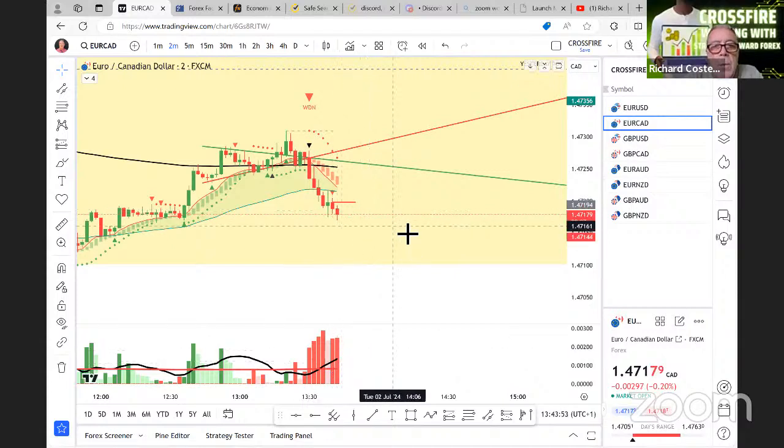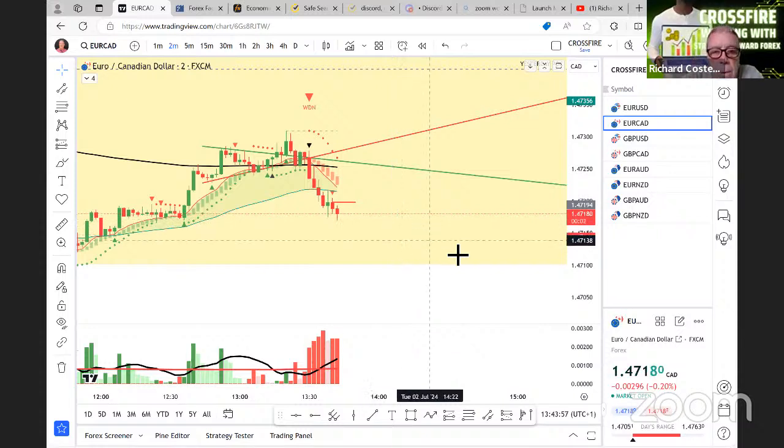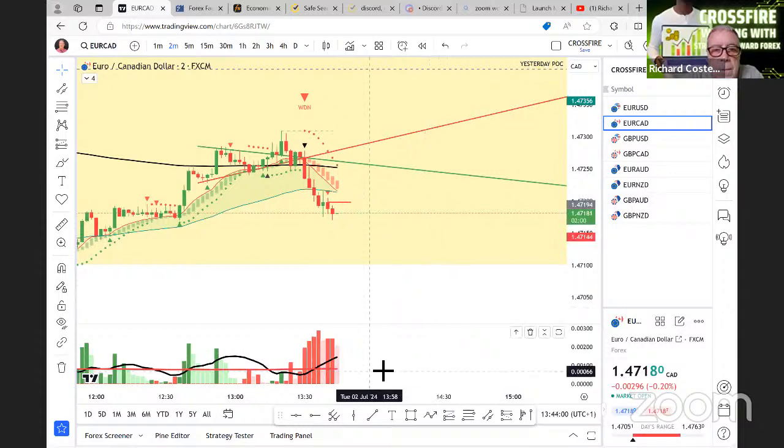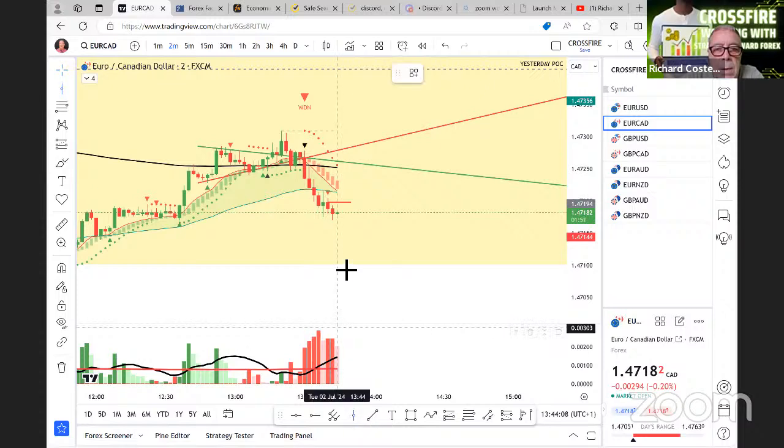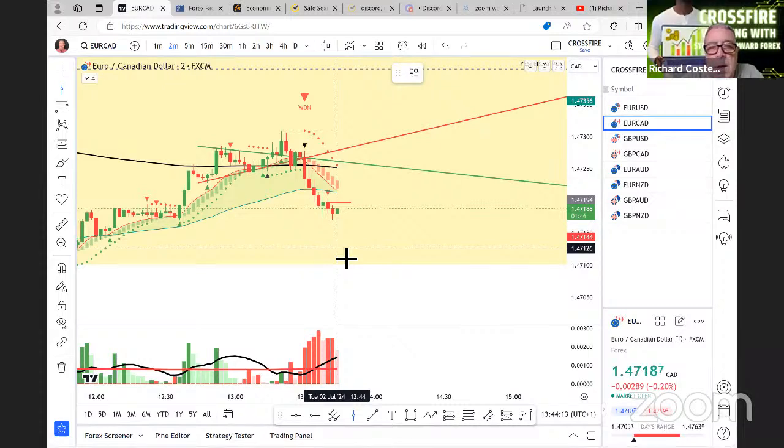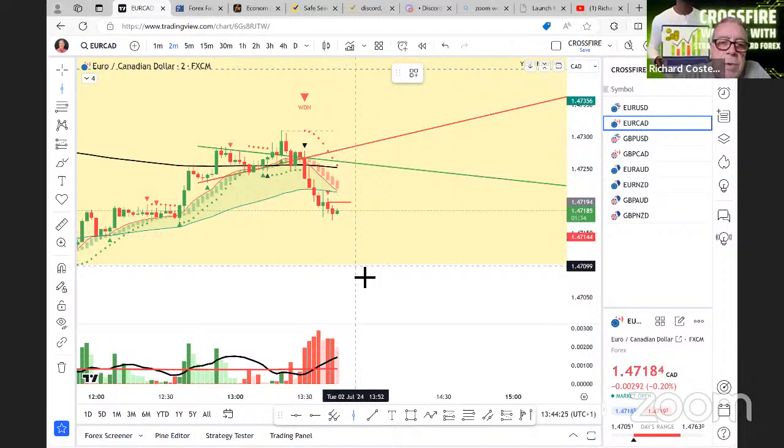So I would suggest that on Euro CAD, we might be looking at a potential selling opportunity. I just want the red to cross over the green. I'm going to indicate that I'm thinking about getting in on the next candle, unless this candle changes direction. At the minute, price is slightly going upwards. It might come down and then reject from there.